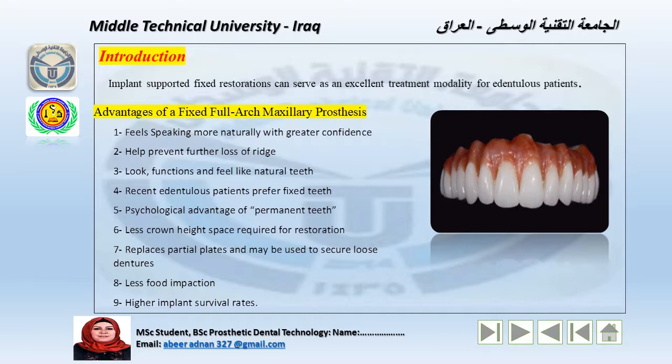Advantages of fixed full arch maxillary prosthesis: feels speaking more naturally with greater confidence, helps prevent further loss of ridge, and will look, function and feel like natural teeth. Recent dental patients prefer fixed teeth, the psychological advantage of permanent teeth, less crown height space required for restoration, replacing partial plates and may be used to secure loose dentures, less food impaction, and also a high implant survival rate.